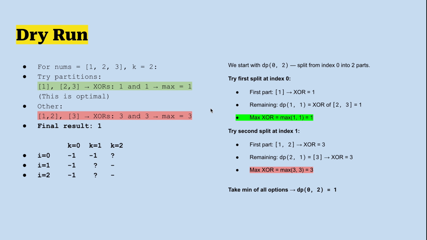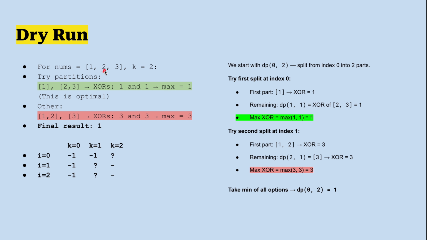Okay, so let's write the code so you'll understand. We are given 1, 2 and 3, with k equal to 2, which means we have to do partitions. For this case, one possible partition is 1 | 2, 3. The XOR of this becomes 1, and for 2 and 3 it becomes 1. If we take the max between 1 and 1, we get 1. So this is our optimal.